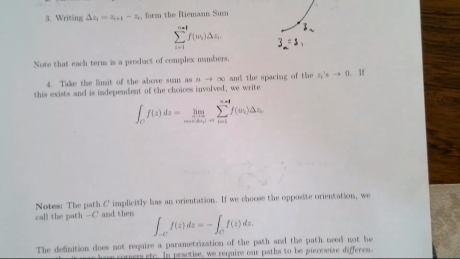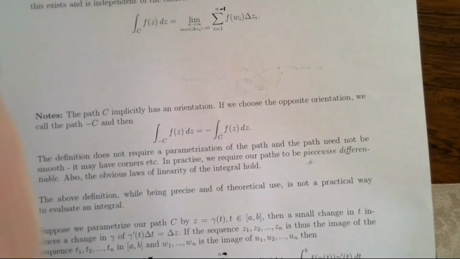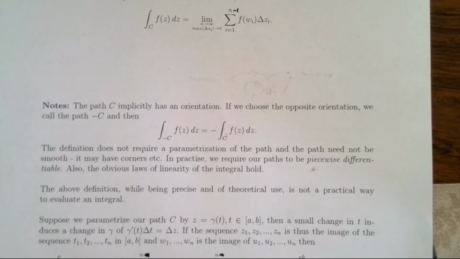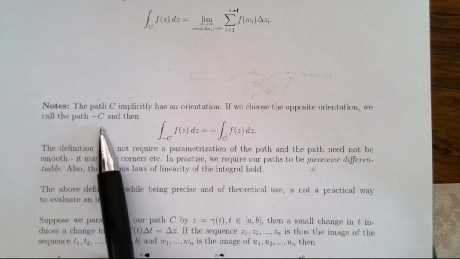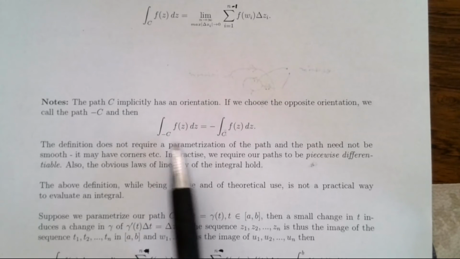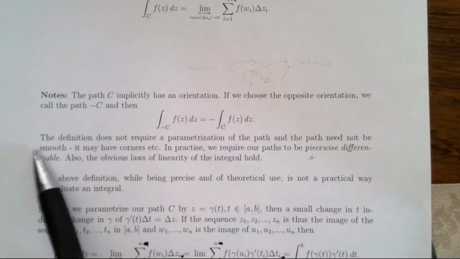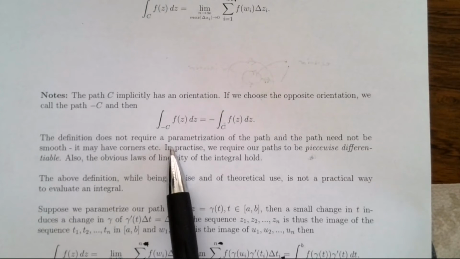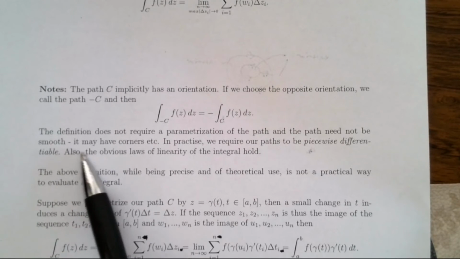Now note that the path C implicitly has an orientation. If we choose the opposite orientation and call the path minus C, then, as you might guess, if we go along the path backwards, then it's just minus going along the path forwards. This definition does not require a parameterization of the path, and the path need not be smooth. It may have corners, etc.